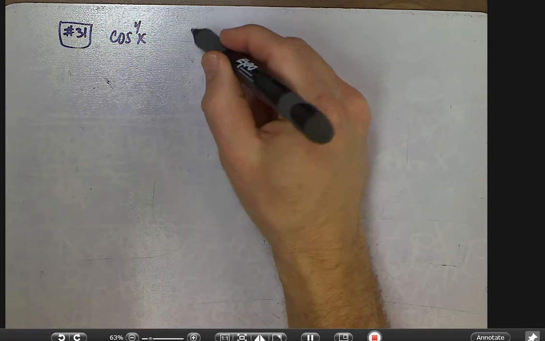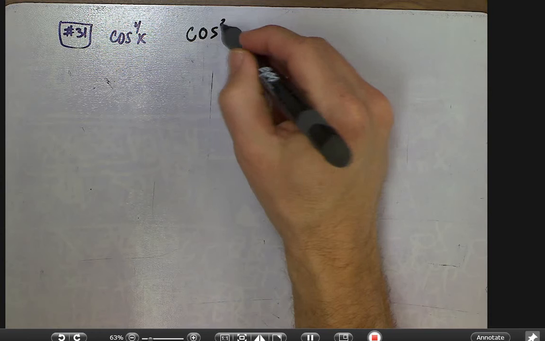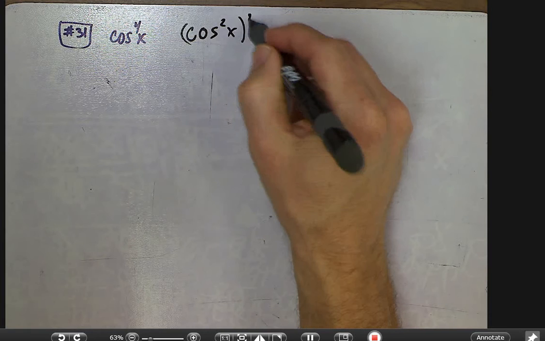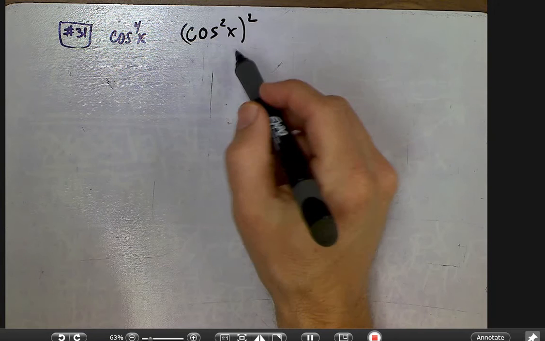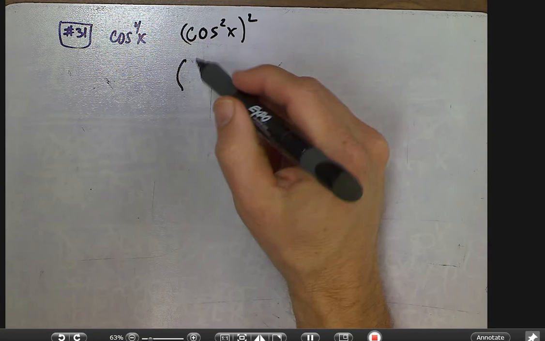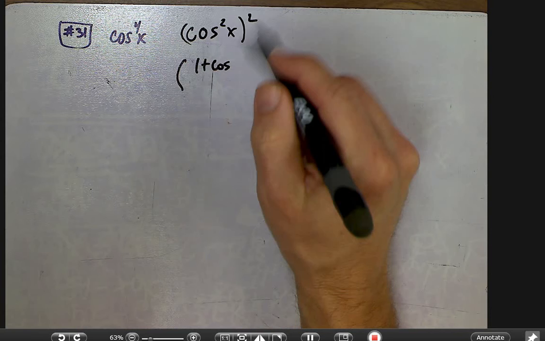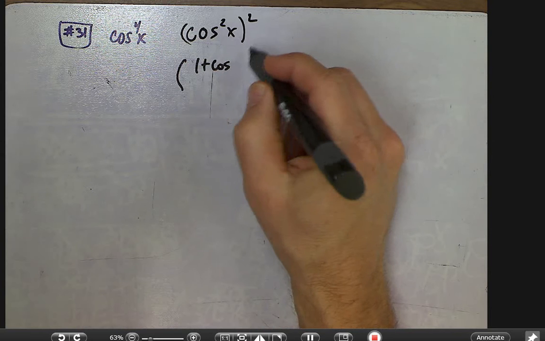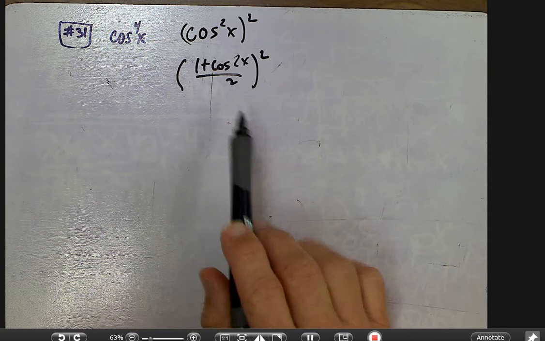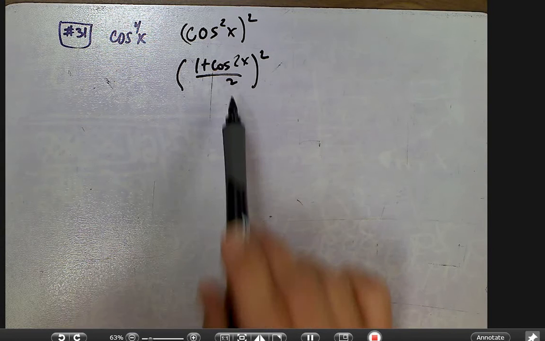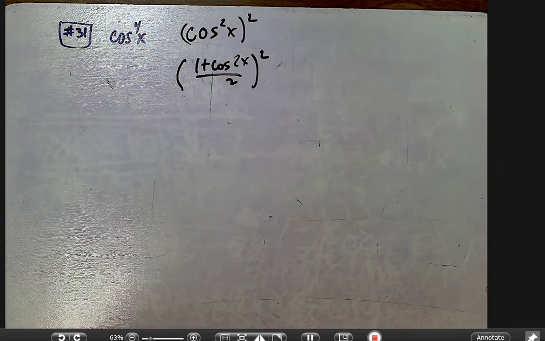Cosine of the fourth of x. Well, it's going to start out just like we did the other one. Cosine squared of x quantity squared. And then I'll replace cosine squared of x with 1 plus cosine of 2x over 2 quantity squared. The identity is either in the front cover or in the book in this section 5.3. It says it right there.